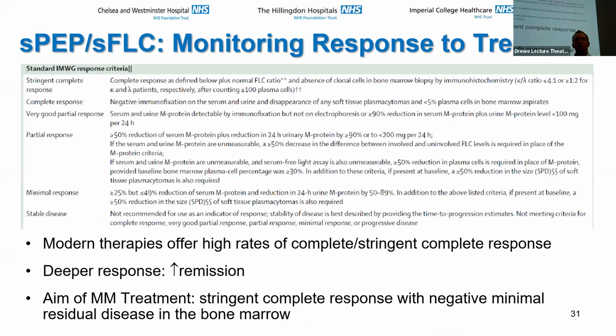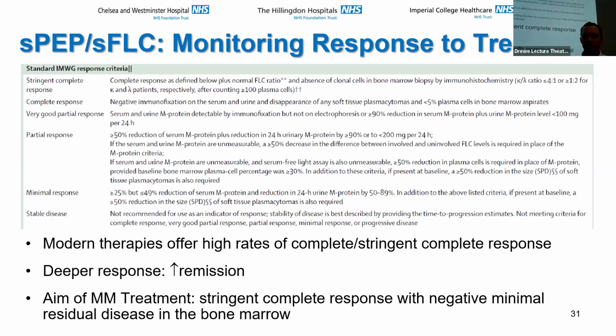So in terms of how we can use protein electrophoresis and free light chains for monitoring response to disease, we've got a whole host of response standards which have been set out by the IMWG. In particular, I'm just going to mention the complete response and the stringent complete response. These are the more ideal scenarios where we would generate a negative immunofixation of serum or urine, and in a stringent complete response, we also have the normalization of the free light chain ratio.